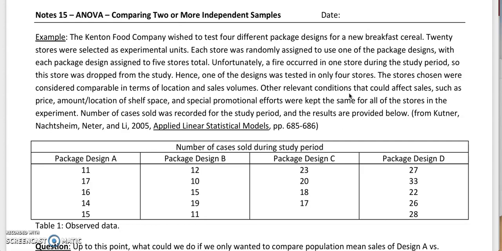For this study, there were 4 package designs and 20 stores. Each of those 20 stores was randomly assigned to use one of these 4 package designs. So we had 5 stores for each design. You might notice that there's actually only 19 numbers in the table below. That's because there was a fire during one of the stores, and so their data didn't quite work with the study and they had to get dropped out. But the numbers that you see down below are the number of cases of the cereal that were sold. And that's the thing that we're really interested in.